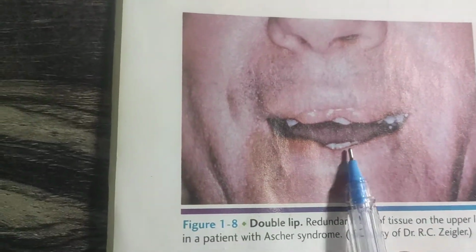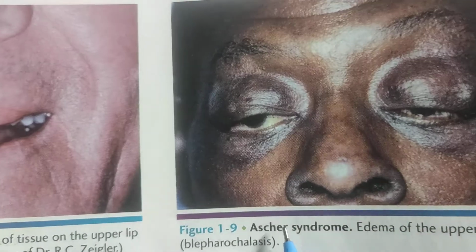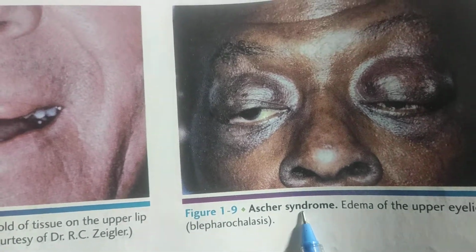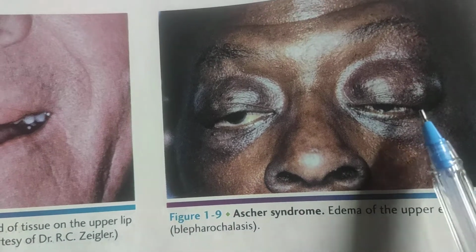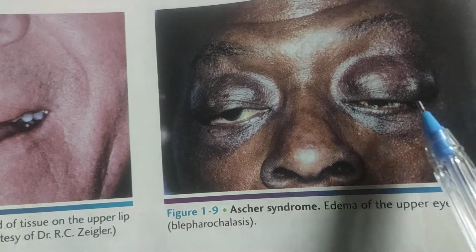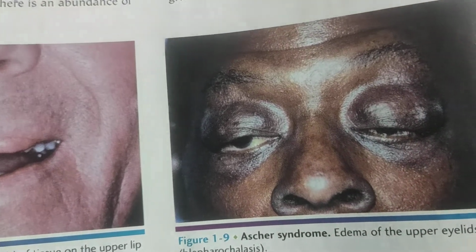So this is the picture of double lip, and this is the picture of Ascher syndrome, which is related to the double lip. In this the person is not able to open his eye because there is edema of the upper eyelid. So this is all about double lip.